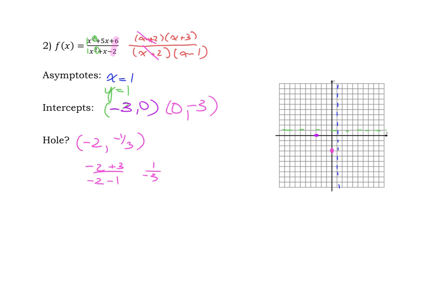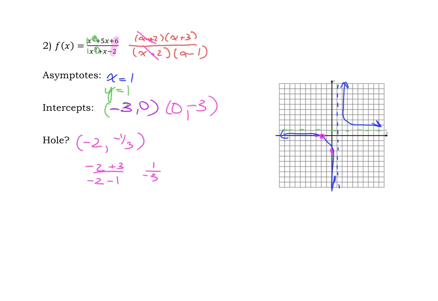So I know for sure I have a branch here. And of course that pattern tells me the other branch is there. Now I'm going to go back and put that hole in. That hole is at -2, -1/3. And of course, since we're just sketching them, put an open circle to show that that is where the hole is.